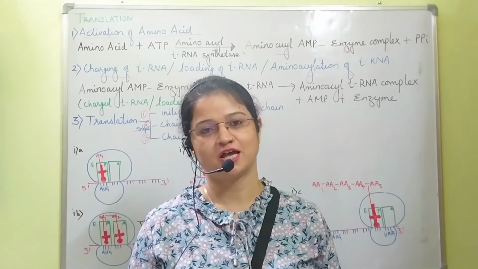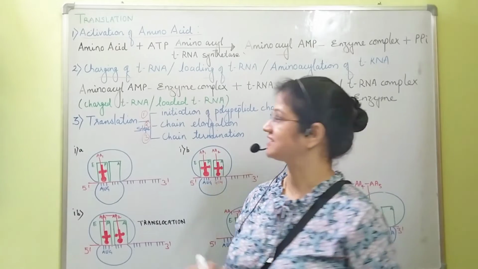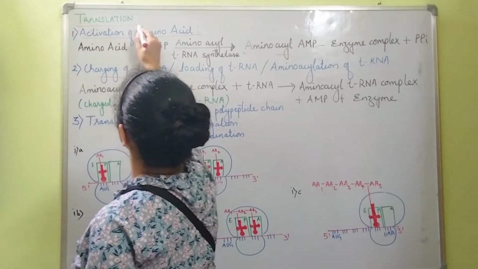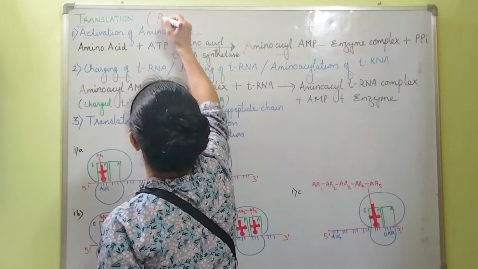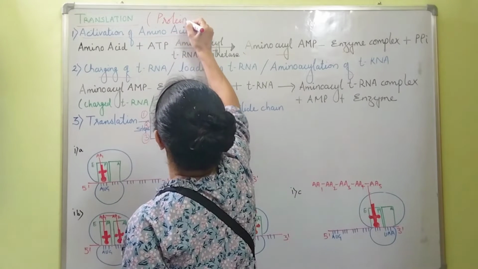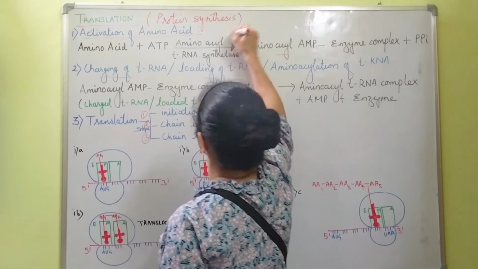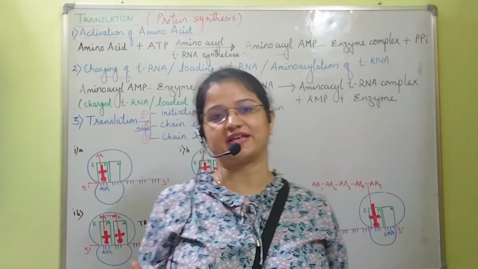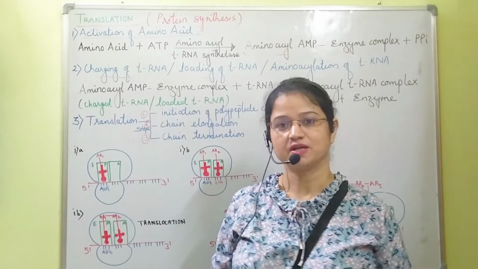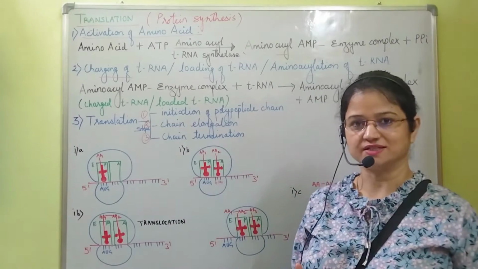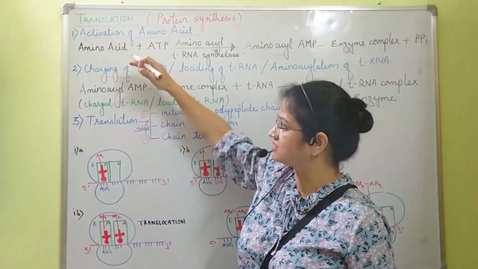Hello students. Today we will discuss a very important topic, and that is translation. We all know that translation is the process of protein synthesis. So what happens during protein synthesis? There is polymerization of amino acids to form a polypeptide. This process of translation is carried out in 3 steps.